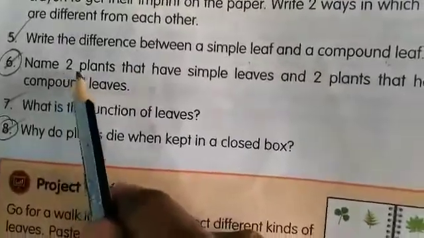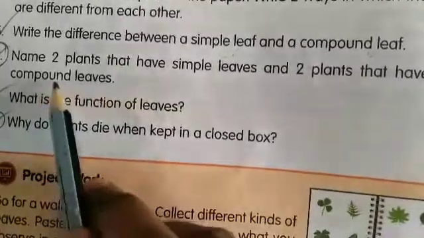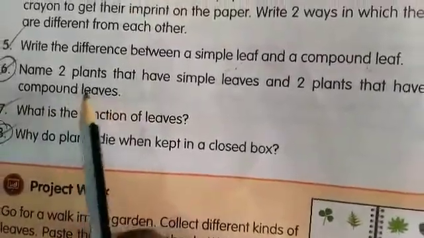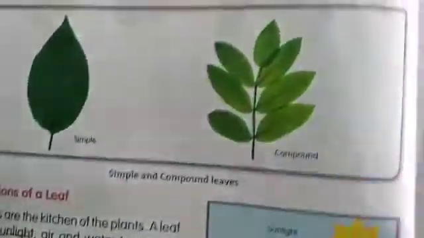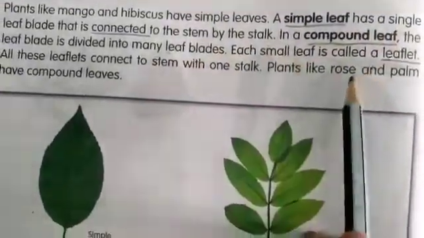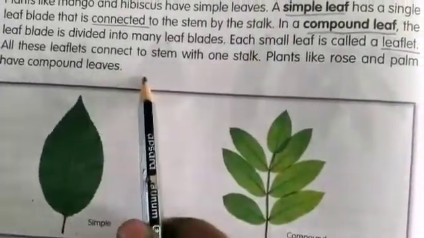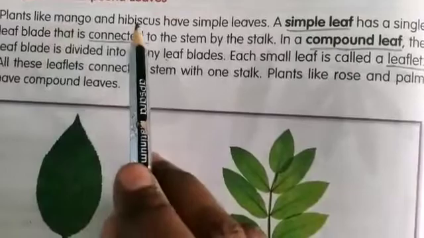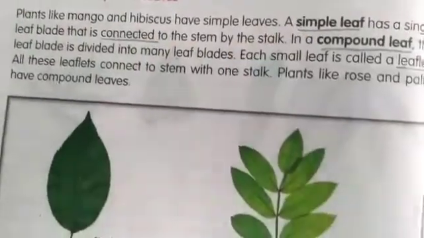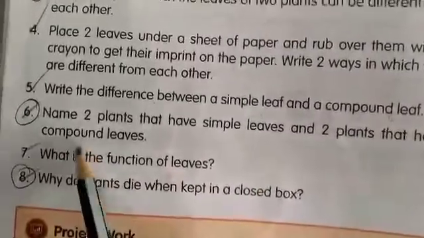And the 6th one: name 2 plants that have simple leaves and 2 plants that have compound leaves. What are the 2 plants which have simple leaves? Rose and palm have compound leaves, and mango and hibiscus have simple leaves. In this way you have to learn the examples, children.